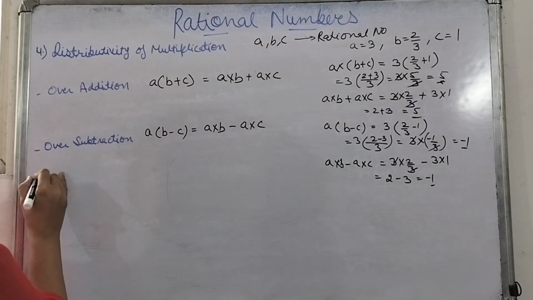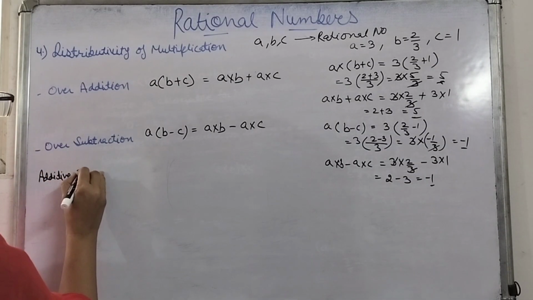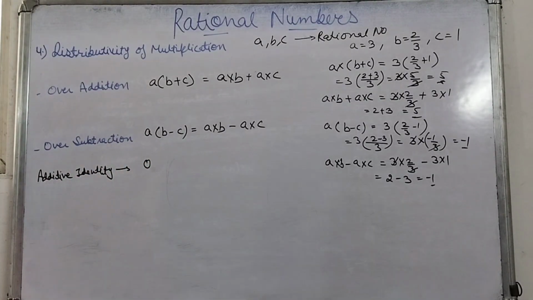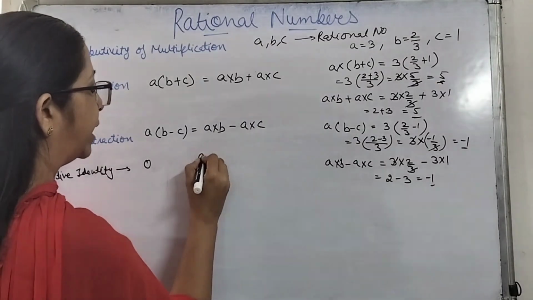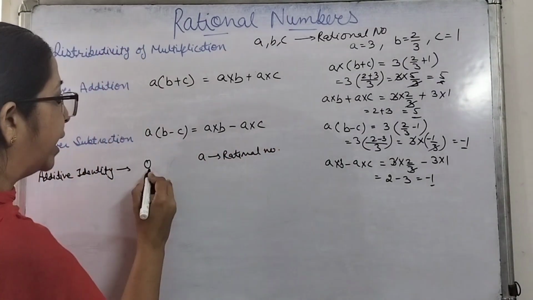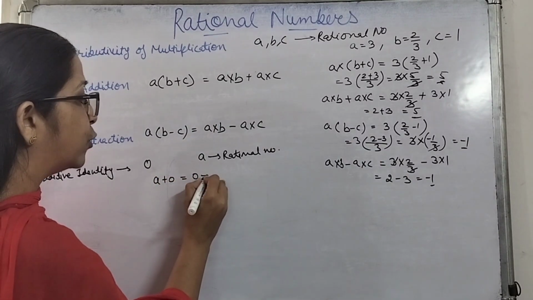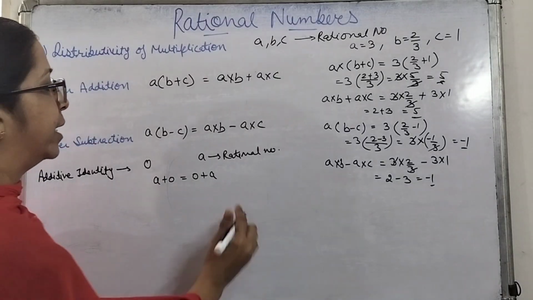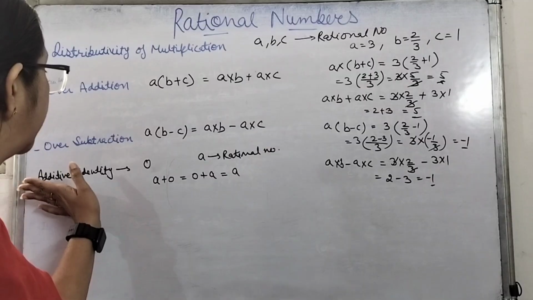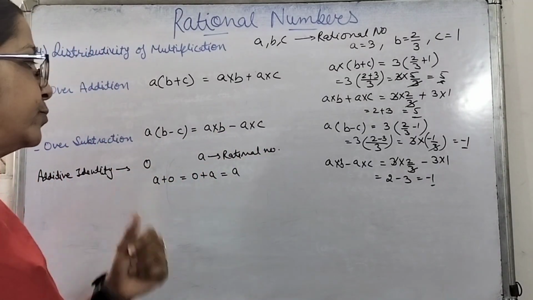Now let's see what additive identity is. Additive identity for any rational number is 0. Why is it 0? We are assuming that A is any rational number. If we add 0 to it, or if we add A to 0, in all the cases the result will be A only. That's the reason additive identity for any rational number will be 0.